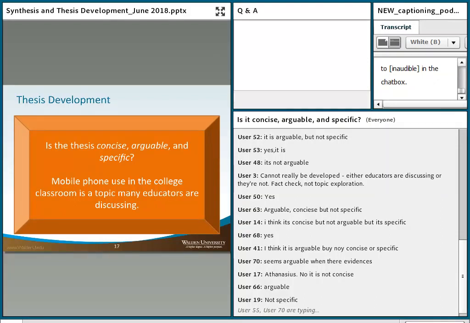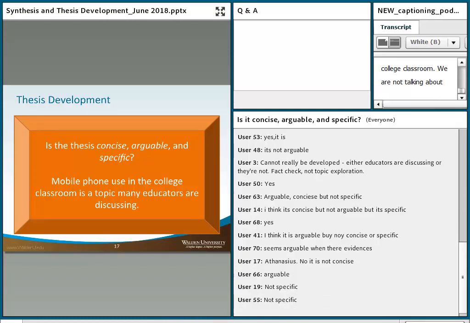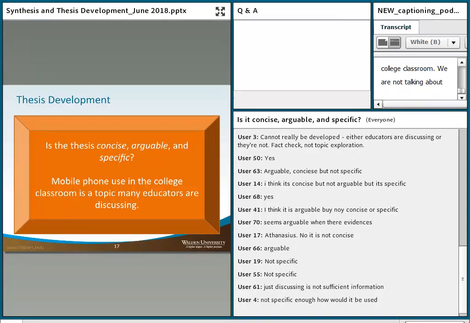We have some differing opinions, but if we're looking at this as a thesis sentence and we want to consider concise, arguable, and specific, we might say, okay, this is pretty concise, right? We're talking about mobile phone use in college classrooms, so we're not talking about laptops or iPads or music players. We're talking specifically about mobile phones, and we're talking about it in the college classroom. So we're not talking about workspaces or high school classrooms. We've specified that location and that specific element.